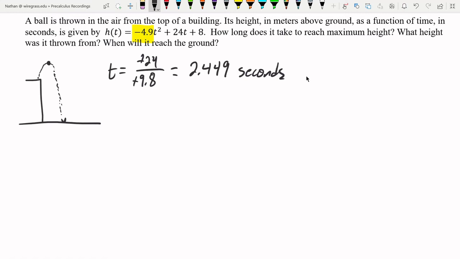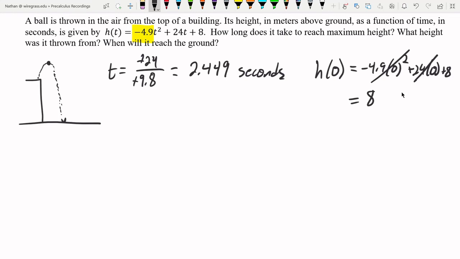And then, what height was it thrown from? Well, that's the same thing as asking, when time is 0, what's the height? Negative 4.9 times 0 squared, plus 24 times 0, plus 8. That's 0, that's 0. We get 8. So it's from a height of 8 meters above ground.